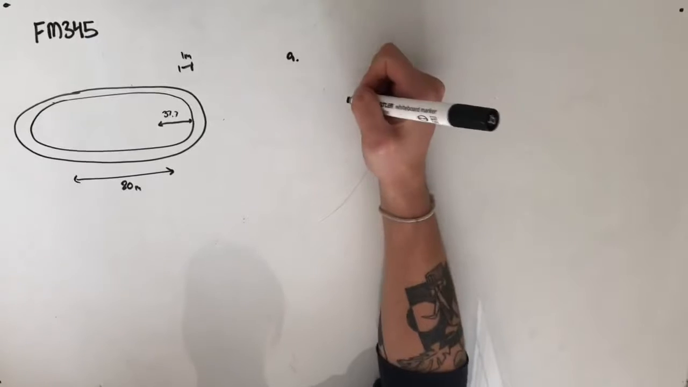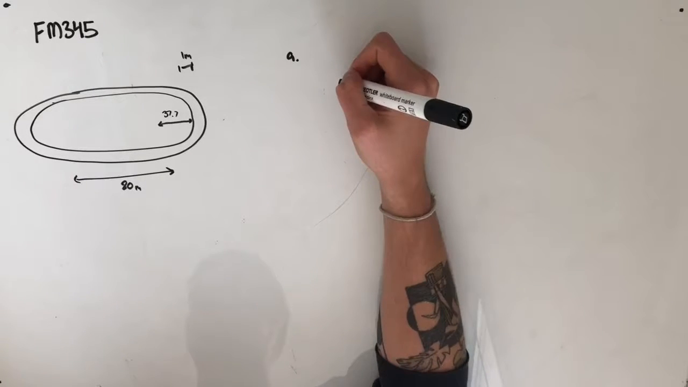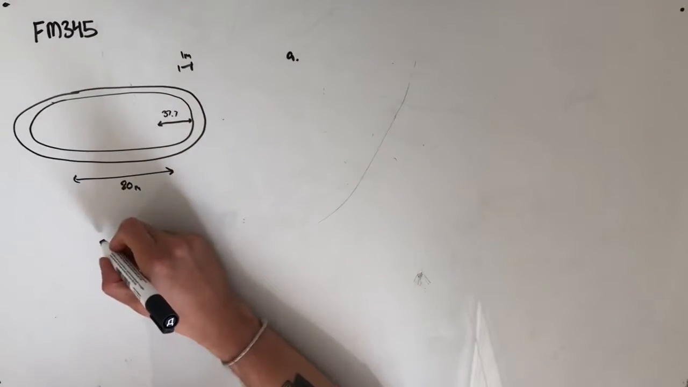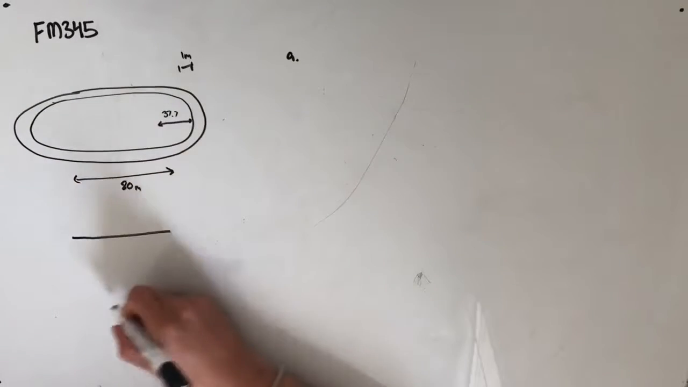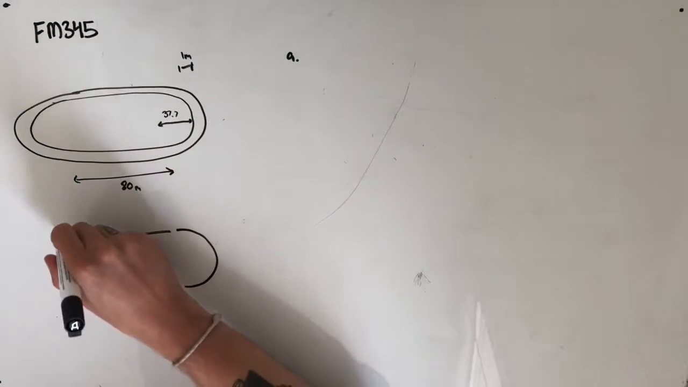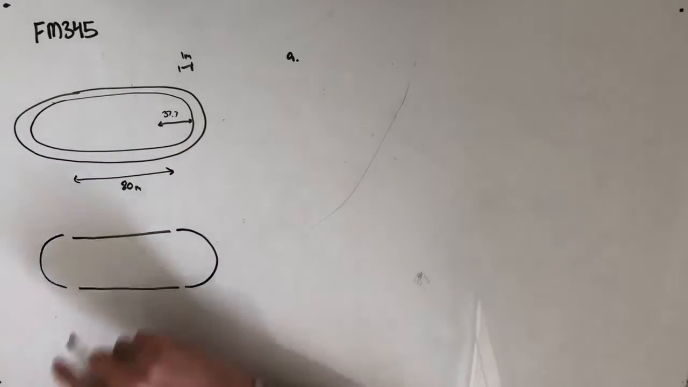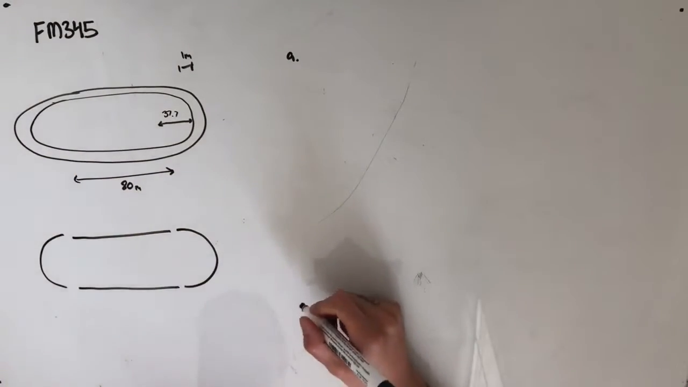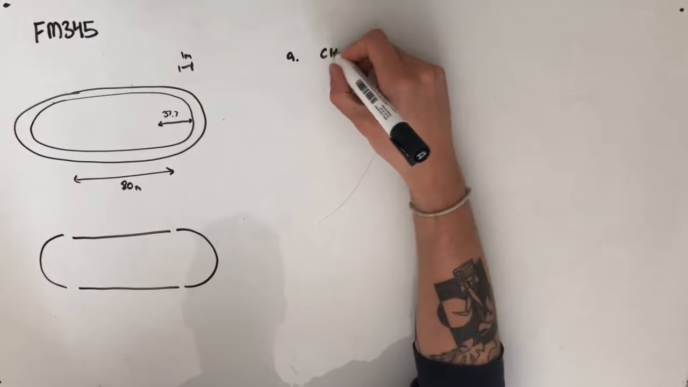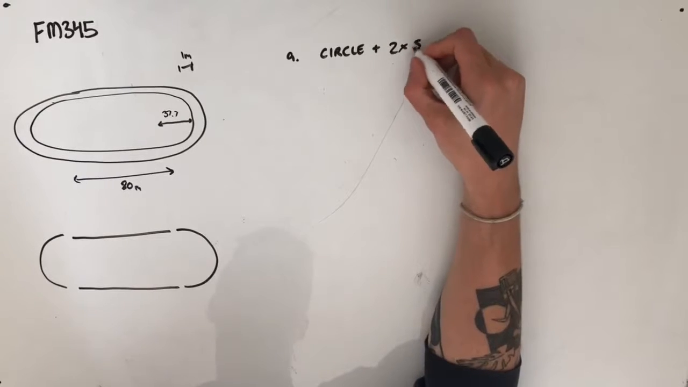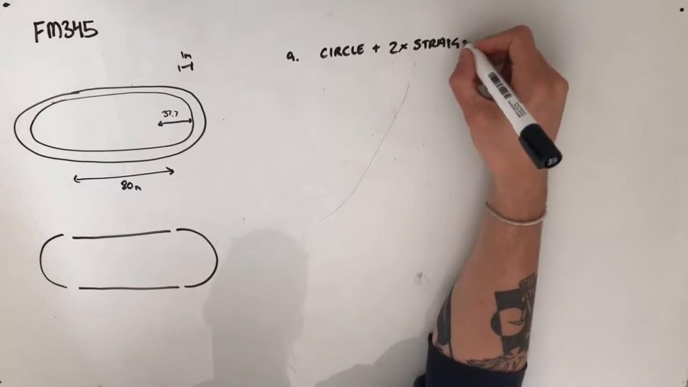Part A says, show that the distance that Braden runs in a single lap is 400 meters correct to the nearest meter. Now what we know about this shape is that it is made up of a straight line, and then a semicircle, and a semicircle. So effectively what we have is two straights and a full circle, and that's how we're going to show this question. So we're going to show that we have a circle plus two straights.